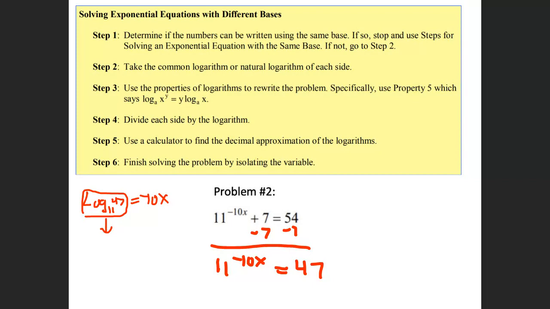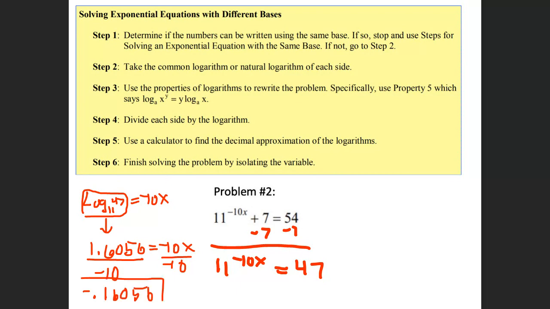Okay, somebody tell me what the exact value is. What is the log base 11 of 47? 1.6056. Okay, 1.6056 is equal to negative 10x. Boy, how easy is the problem now? All I have to do is divide through by negative 10. So my answer is negative 0.16056.